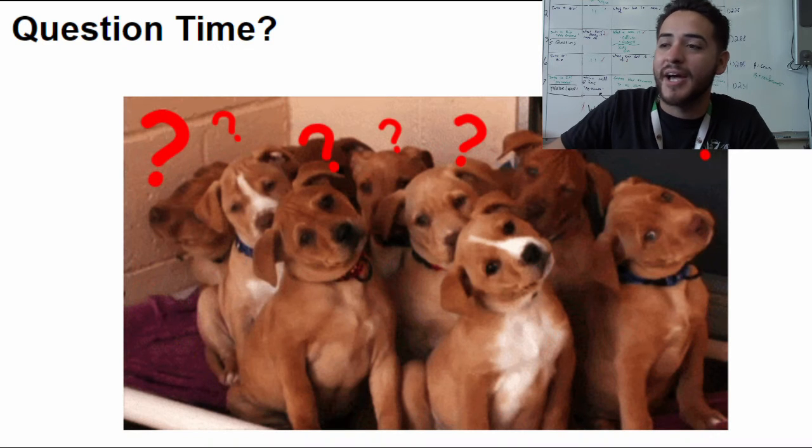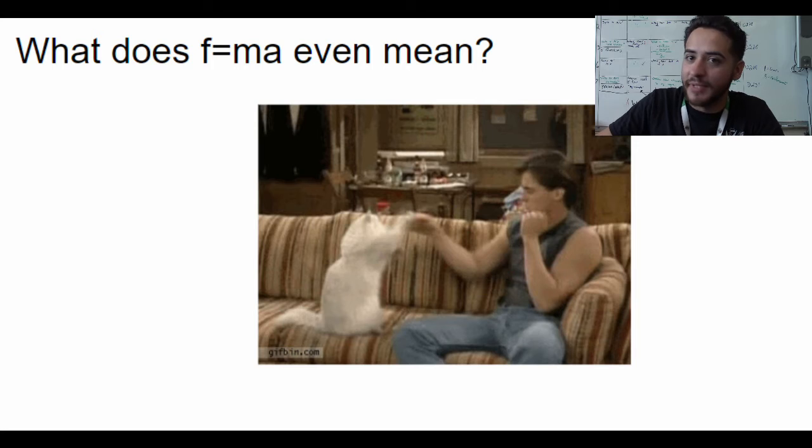So here's a question for you guys. Do you know what F equals MA even means? What is that even for? How do we use it? What does F stand for? What does M stand for? And what does A stand for? And also what units do we even use for that?